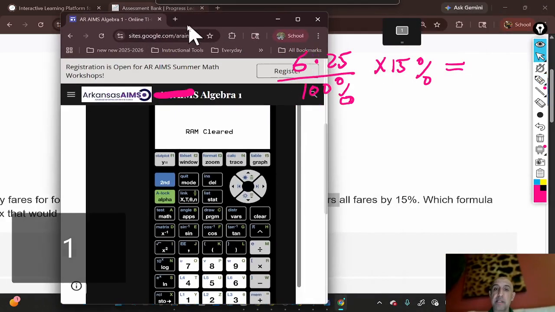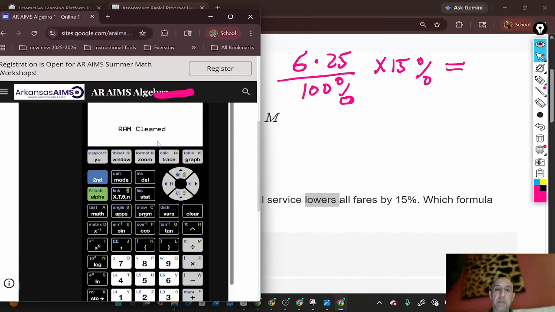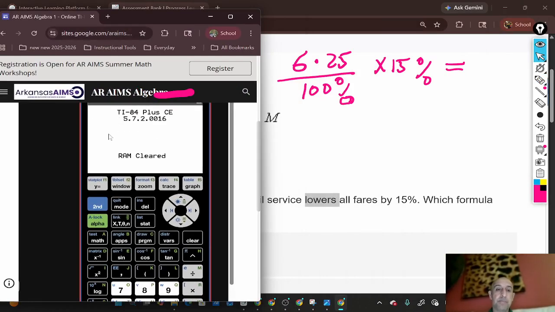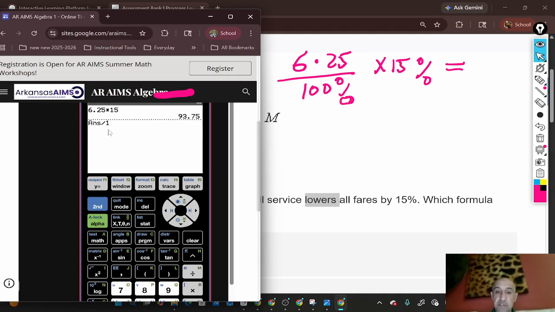Here is the calculator. So it's 6.25 multiplied by 15, okay, and then divide everything by 100. So the answer is 0.9375. This is exactly the amount of money.